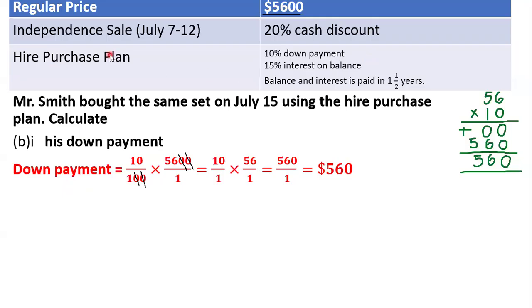Okay, good. So here we have the hire purchase plan. And on the hire purchase plan, what is the percentage of the down payment? What is the percent of the down payment, I should say? 10%. Very good. 10% of what? 5,600. Very good. So how are we gonna do 10% of the regular price? How are we gonna do that? What are we gonna do?